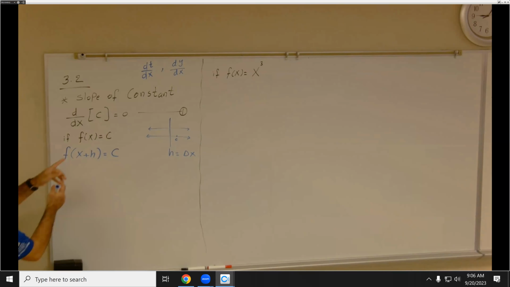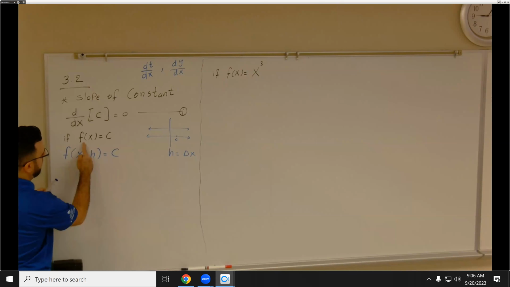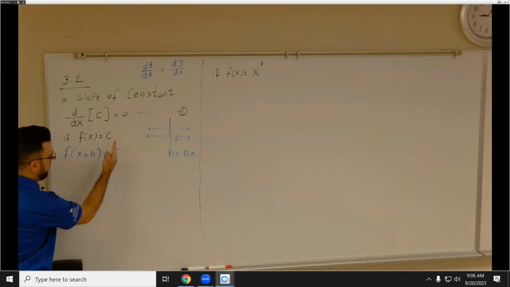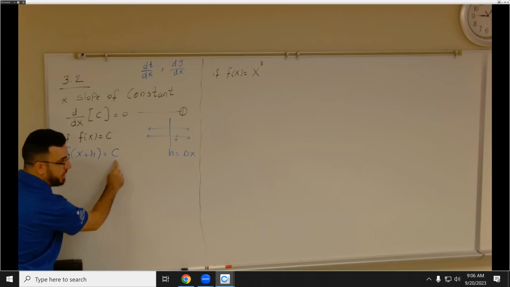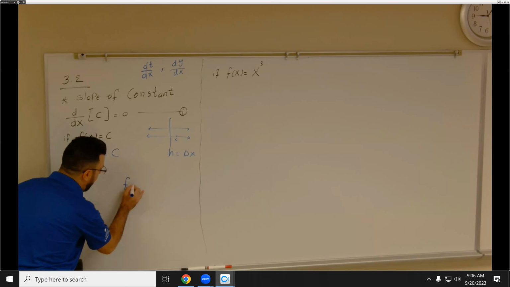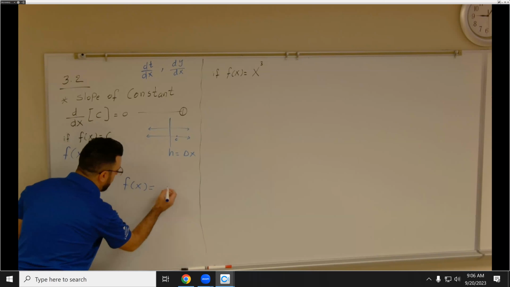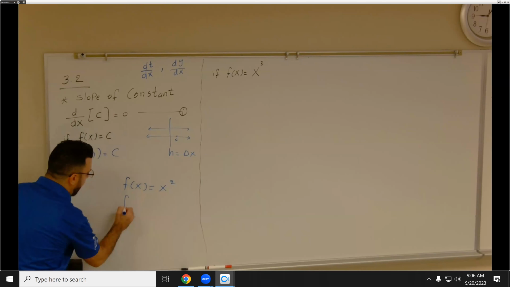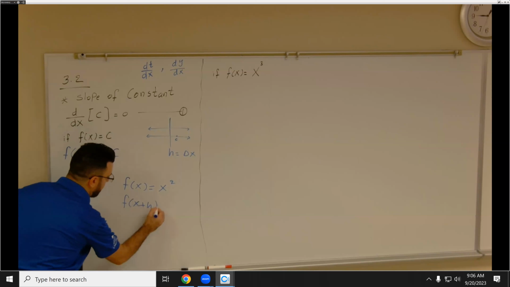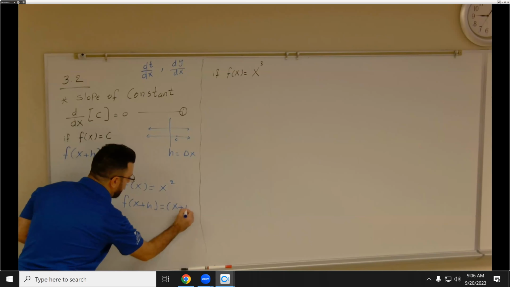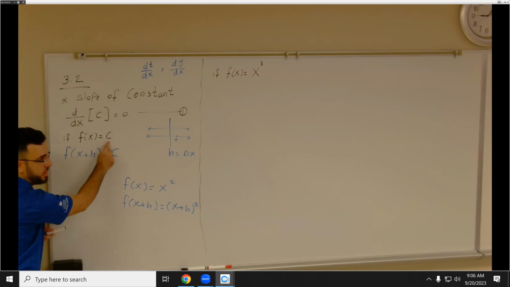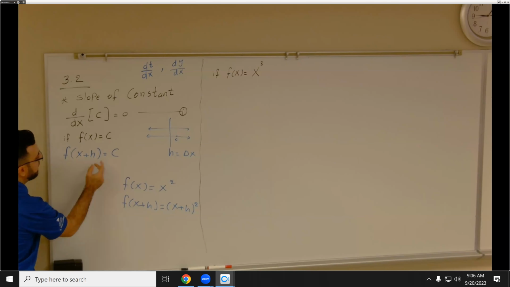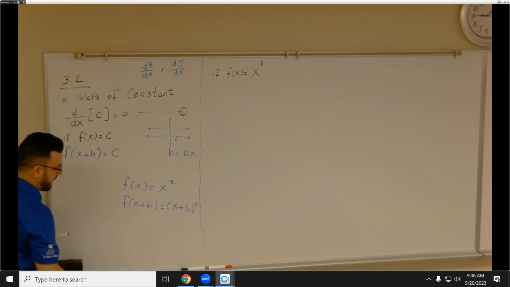Do you have an x in this function? Your function is f of x equals c. That means you're gonna plug in the same thing because there is no x here. So f of x plus h is going to be the same thing, c. Remember what we did before? If you have f of x equal, let's say, x squared, f of x plus h is going to be x plus h squared, right? But now we have f of x equal to a constant. So f of x plus h also is going to be a constant.